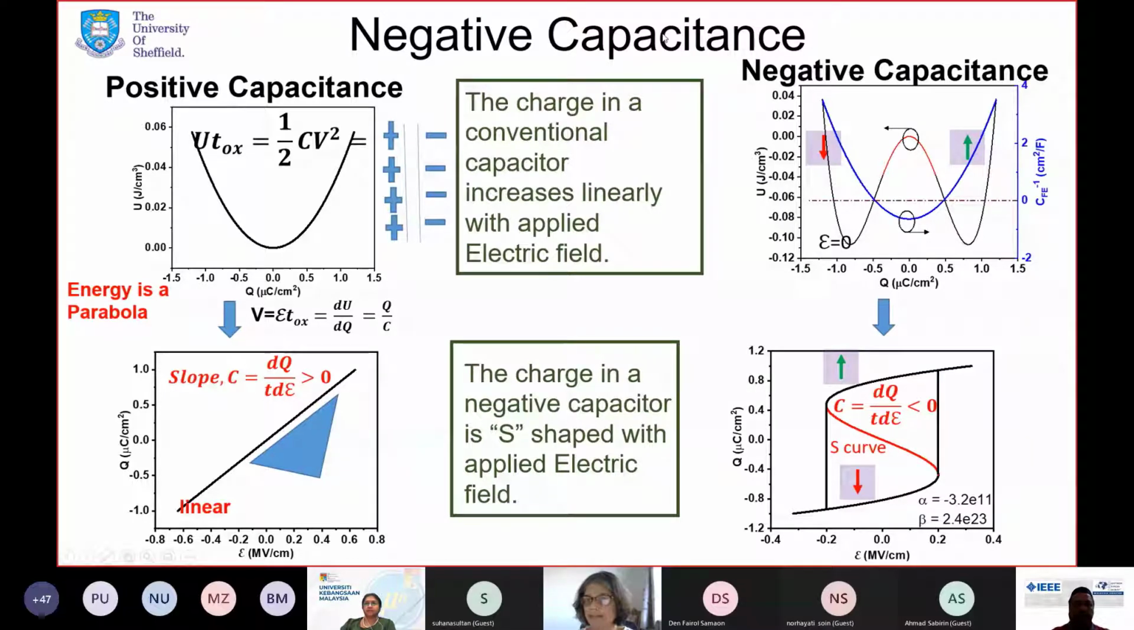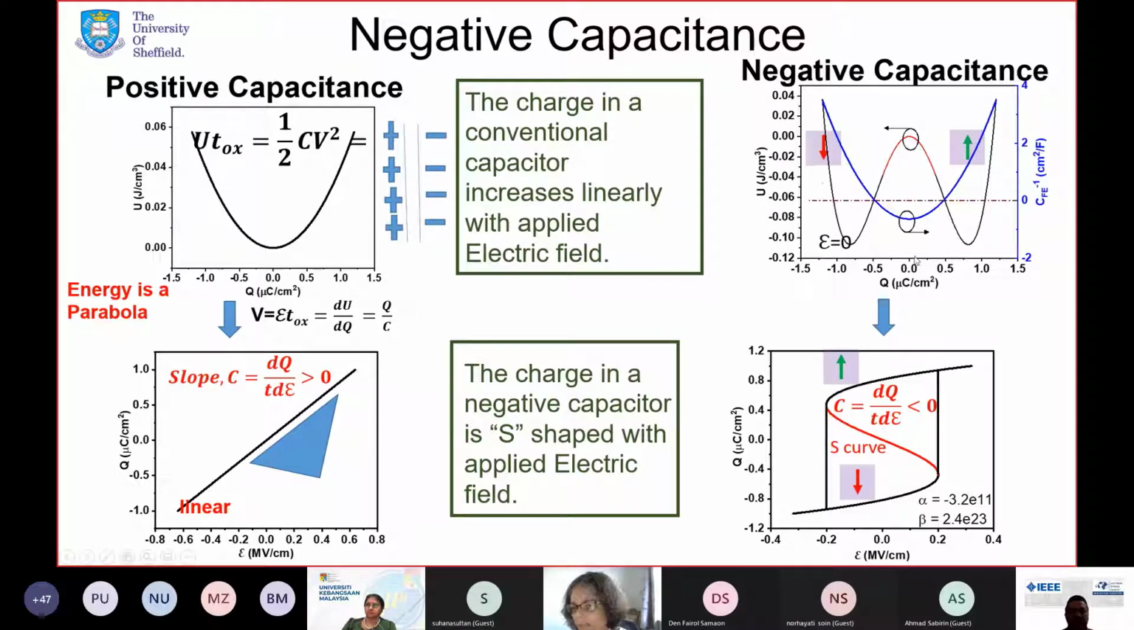Now, in a negative capacitance, the U versus the Q is not a parabola. It is W-shaped here. And if you differentiate this curve, you see the capacitance here, or the inverse of the capacitance, is a parabola. And you can see that in this particular region of this W-shaped curve, the capacitance is less than 0. That means it is negative.